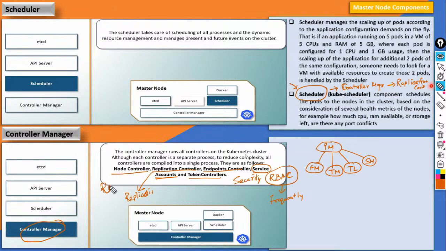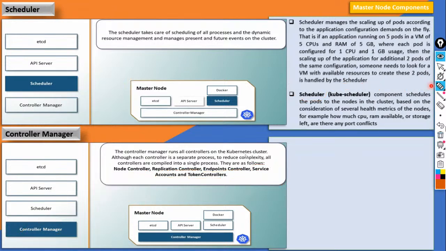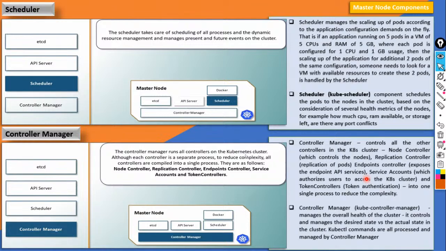RAID architecture is also implemented. So this is the controller manager. The node controller controls the nodes. The replication controller handles replication of the pods. The endpoint controller exposes the endpoint API services. Service accounts authorize users to access the Kubernetes cluster. This is very important. Service accounts are for security authorization.